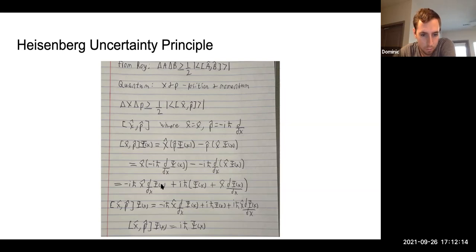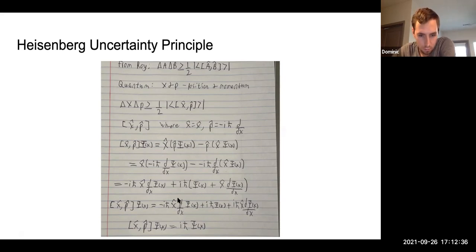And then what we'll end up with is this expression down here. You'll see that once we distribute this i hat through, because up here you had to use the chain rule with your derivative, since you've got X and psi of X.